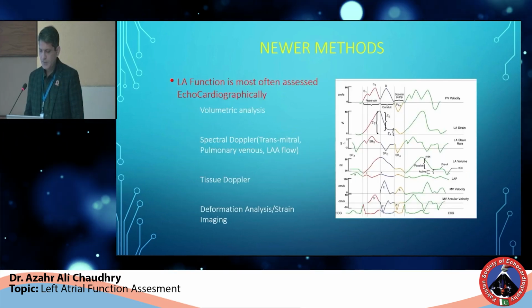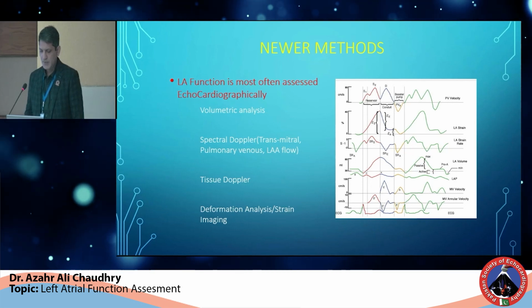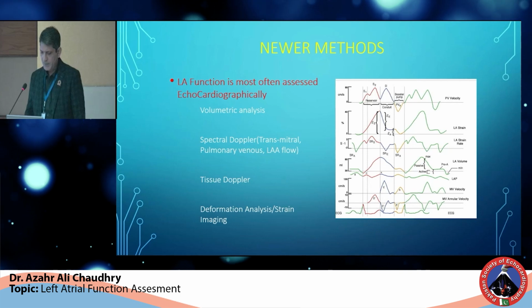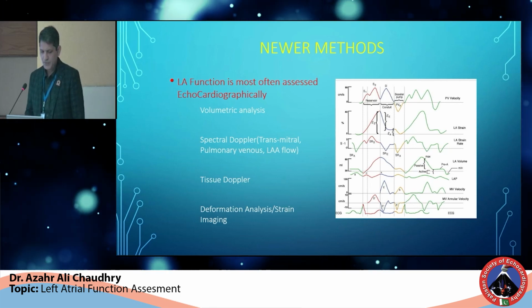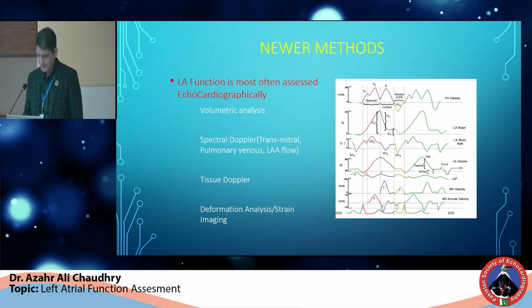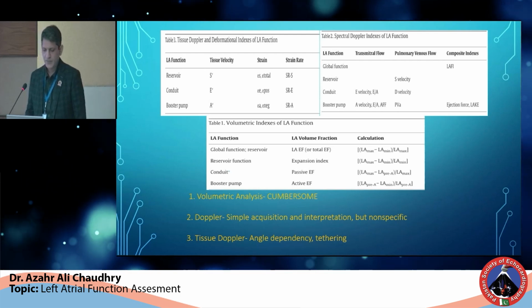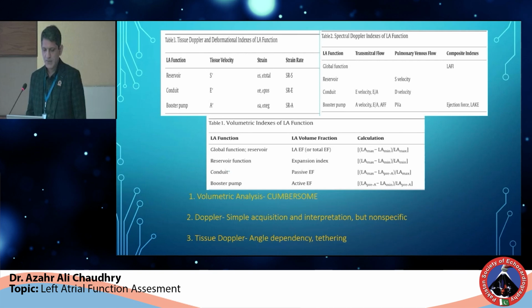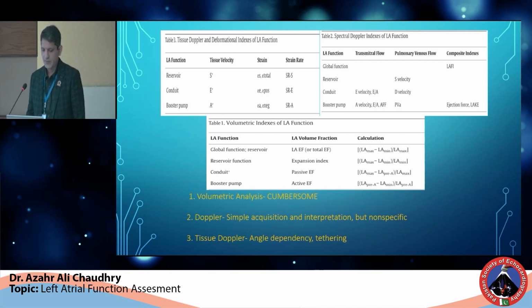Newer methods which address these gaps and offer more accurate assessment of left atrial function include volumetric analysis, spectral Doppler, tissue Doppler imaging, and deformation analysis. Each of these methods has their own strengths and limitations. Tissue Doppler and deformation indices of the LA functions include strain and S prime, which show the reservoir function, conduit function is represented by the E prime, and the booster pump function by the A prime.